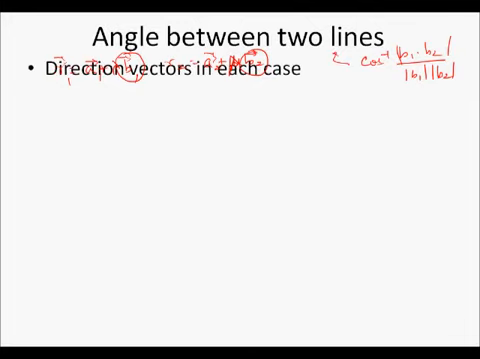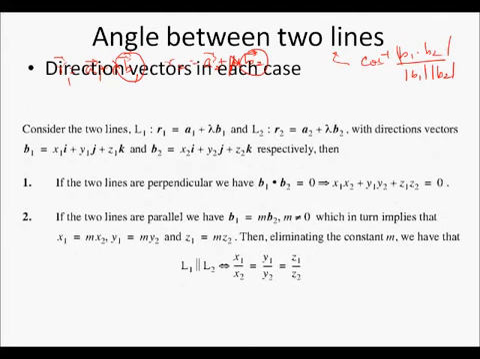So you need the direction vector in each case, and then you know how to do this cos inverse. And these are some important concepts that come from the angle. If b1 dot b2 is equal to 0, which means that x1 x2 plus y1 y2 plus z1 z2 is equal to 0, that means they are perpendicular. If they are parallel, you'll have x1 over x2, y1 over y2, z1 over z2 be a constant, that is, they have the same ratio. So if two vectors b1 and b2 have the same ratio of components, then they are parallel to each other.